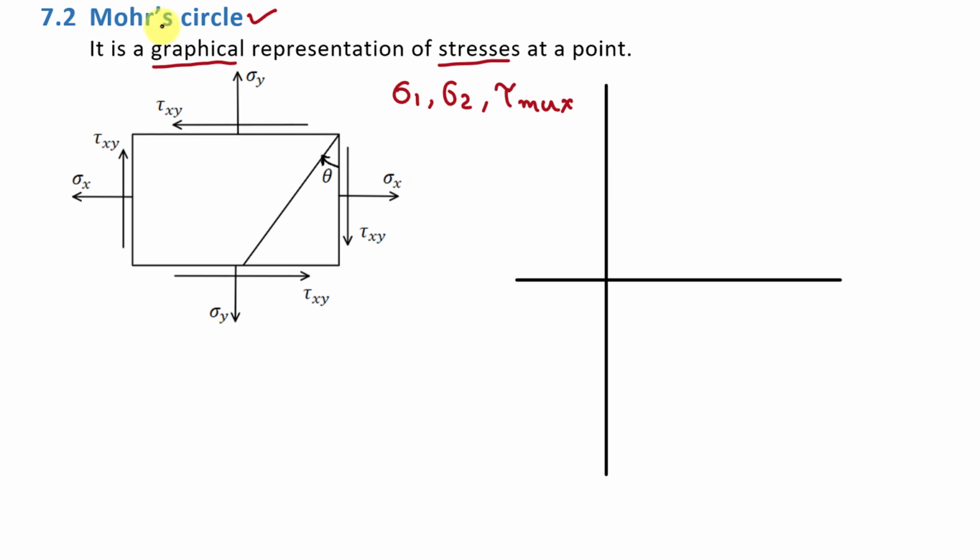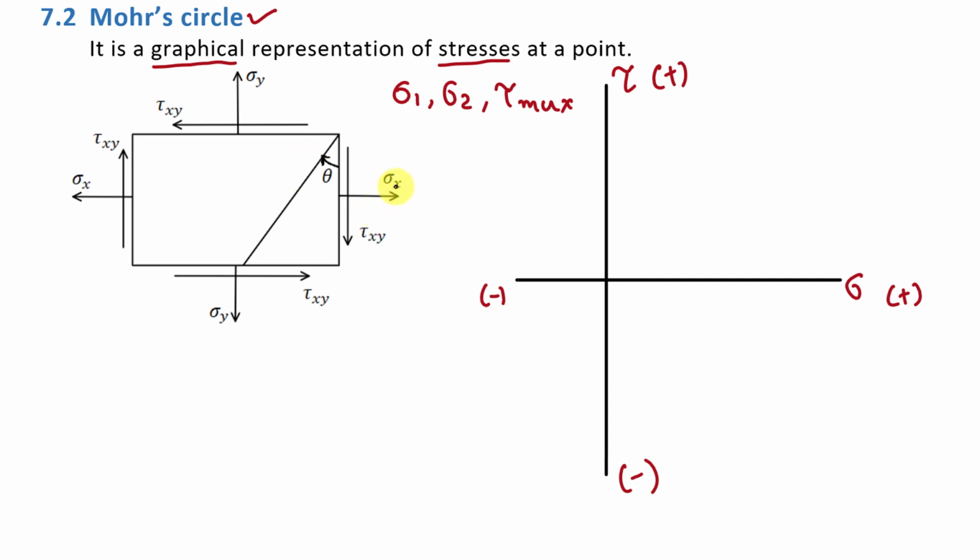To draw Mohr's circle, we will take this type of coordinates, in which in this direction we take sigma, means normal stress, and on this axis we take shear stress. On the right side we take positive normal stress, and on the left side we take negative normal stress. Similarly on this side we take positive shear stress, and on this side negative shear stress. Now to draw Mohr's circle for this condition, first of all we have to plot 2 points.